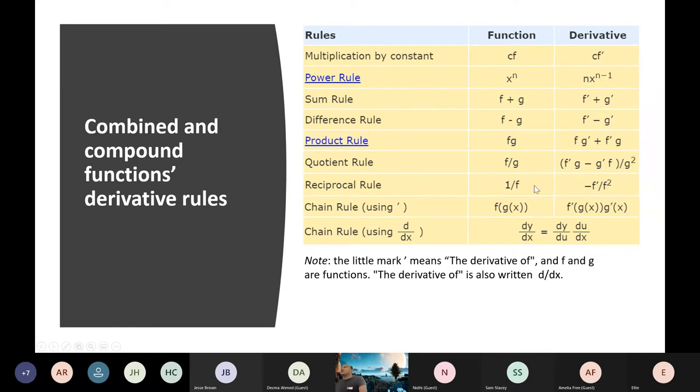So again, I guess in Math B or Math C, you are required to memorize these rules. And then we have different notations. You can use f prime or df/dx to indicate the derivative of something.